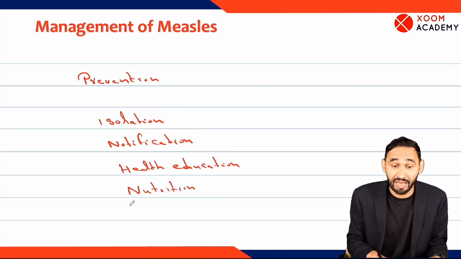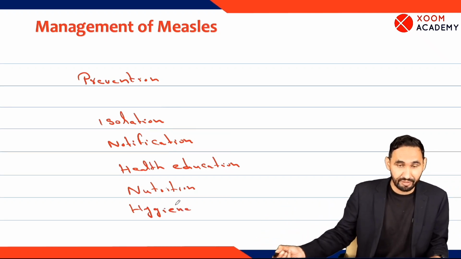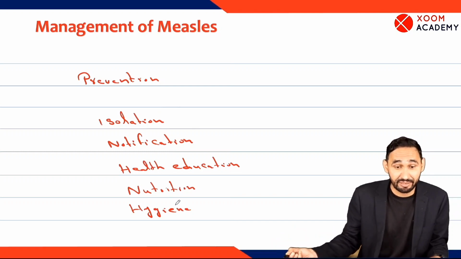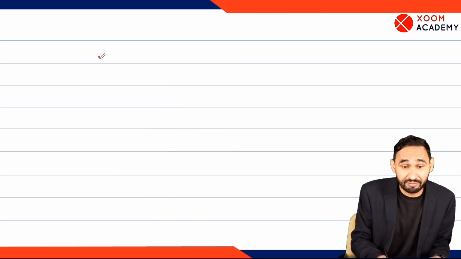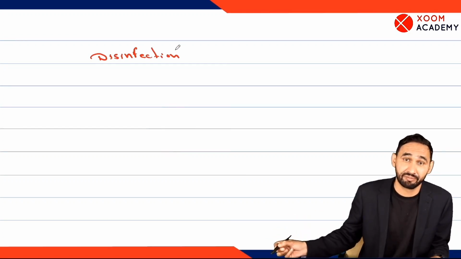Plus, we need to improve the hygiene as it is more common in overcrowded places. Measles spread from fomites. So we have to do disinfection. These are the general measures.